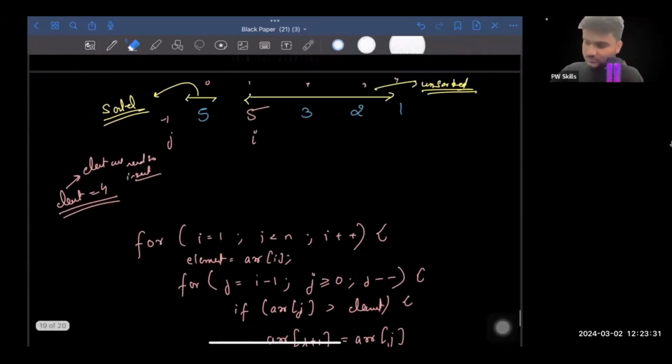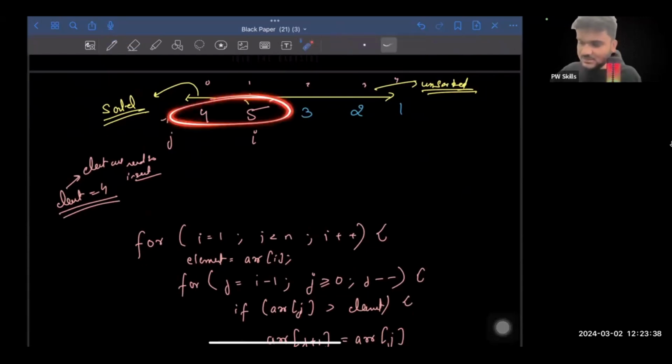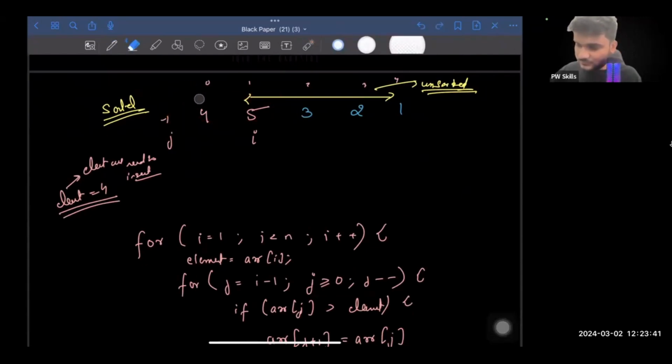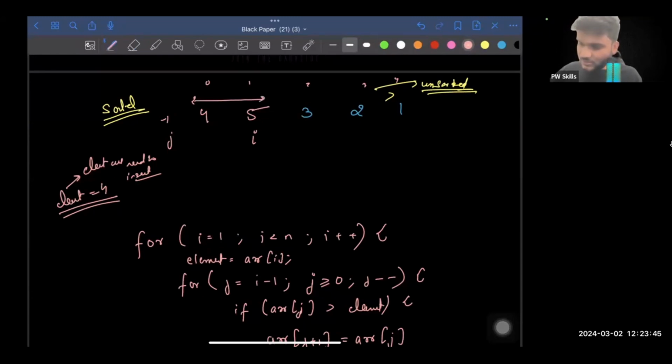What is j plus 1? 0. What is element? 4. So you put 4 here. And can I say now this region is sorted? This region is sorted. This region is unsorted. Can I say that? Let's repeat this process one more time. You will get a better understanding.